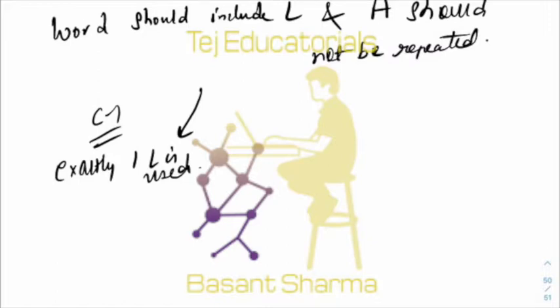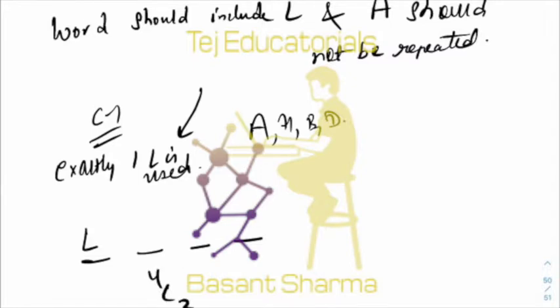So you see, you have to form a four-letter word. L is fixed. Now you have four remaining alphabets, which are A, H, B, and D. So select any three out of them, and then you can arrange these four alphabets in 4 factorial ways.